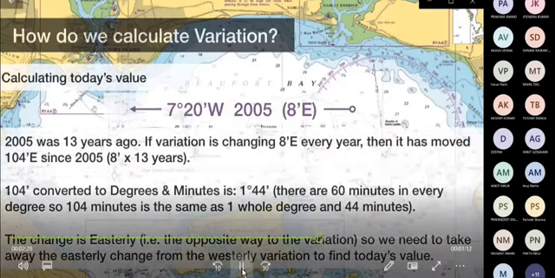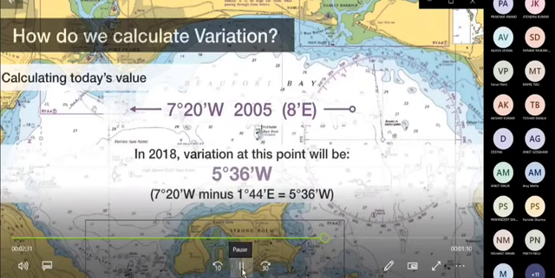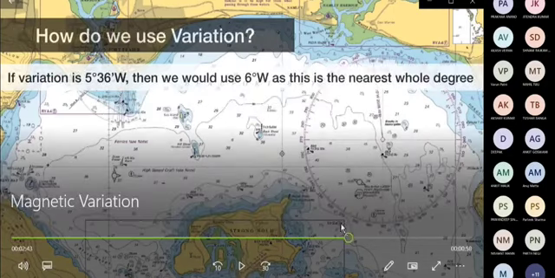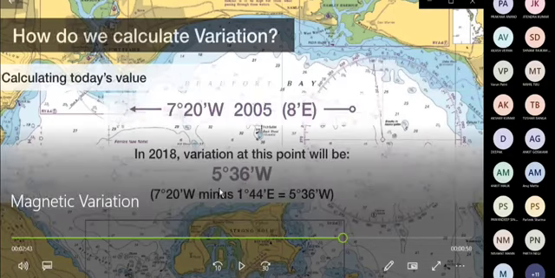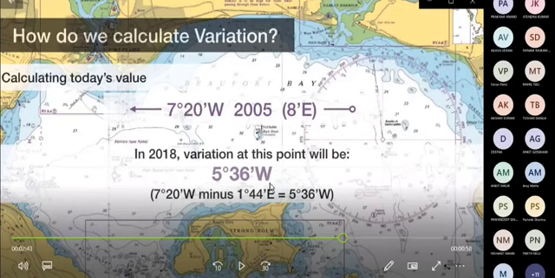Variation to find out today's value. 7 degrees 20 minutes minus 1 degree 44 minutes equals 5 degrees 36 minutes west. So this is the answer which we get, beta. 5 degree 36 minute west is the variation in 2018.